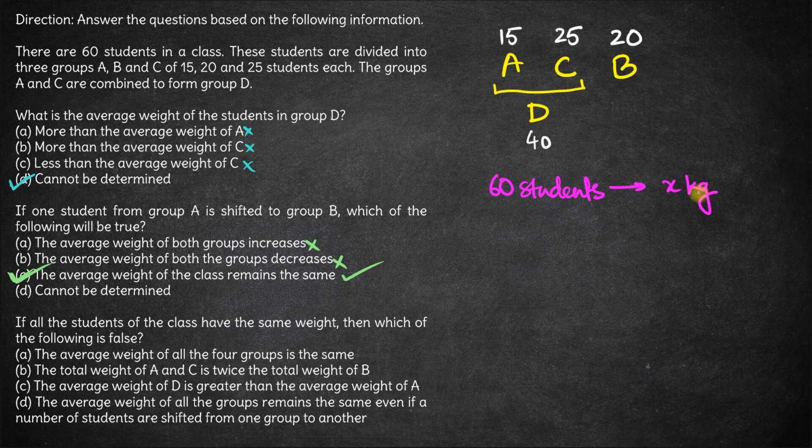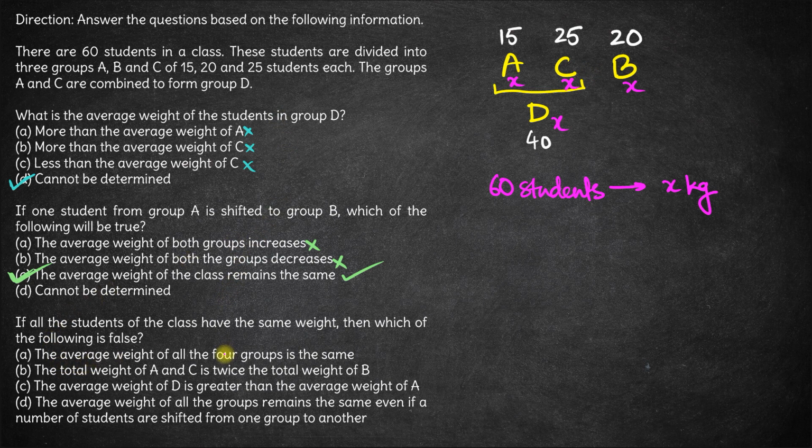Since the weight of all the students is the same, that means the average weight of group A will be x, group C will also be x, group B will also be x, and group D will also be x, because the weight of each of the students is the same. Hence the average will be the same as the weight of each of these students. Now let us look at the options.